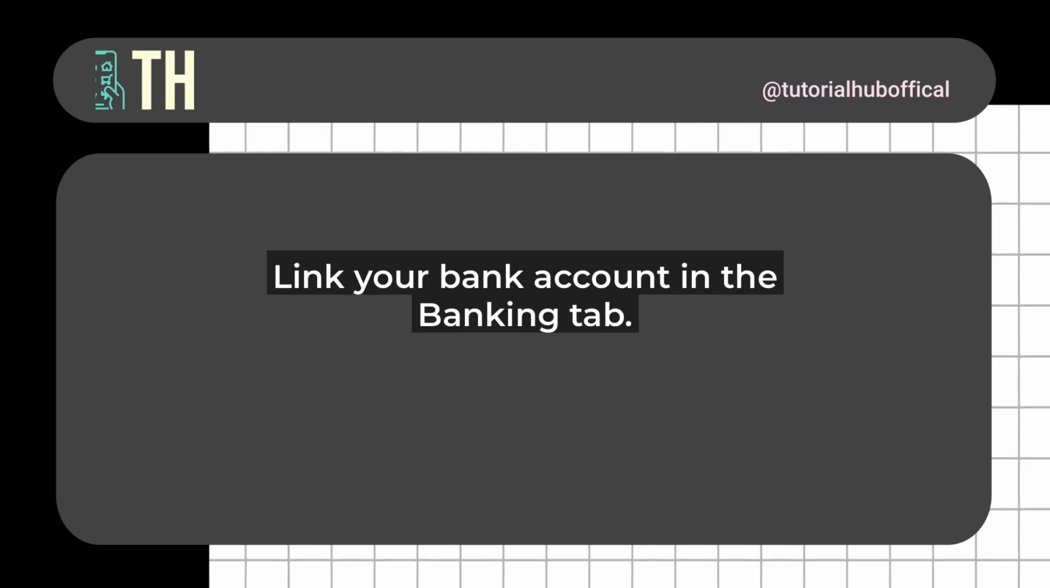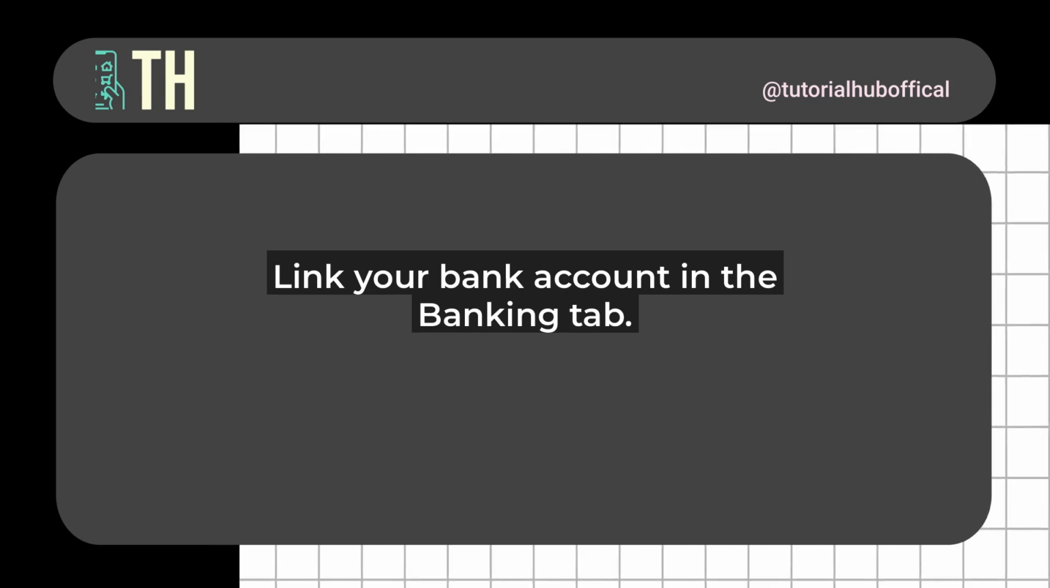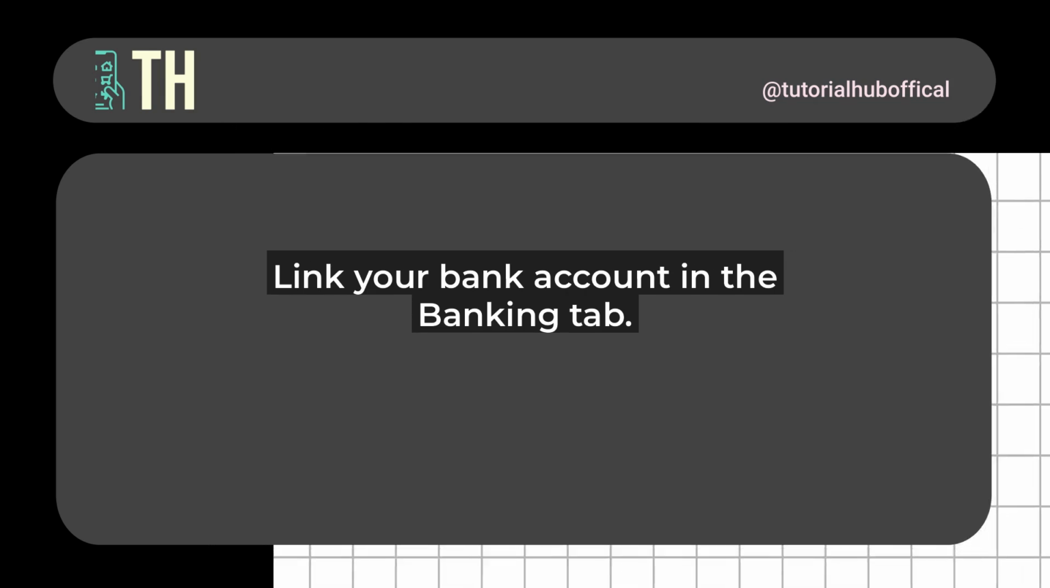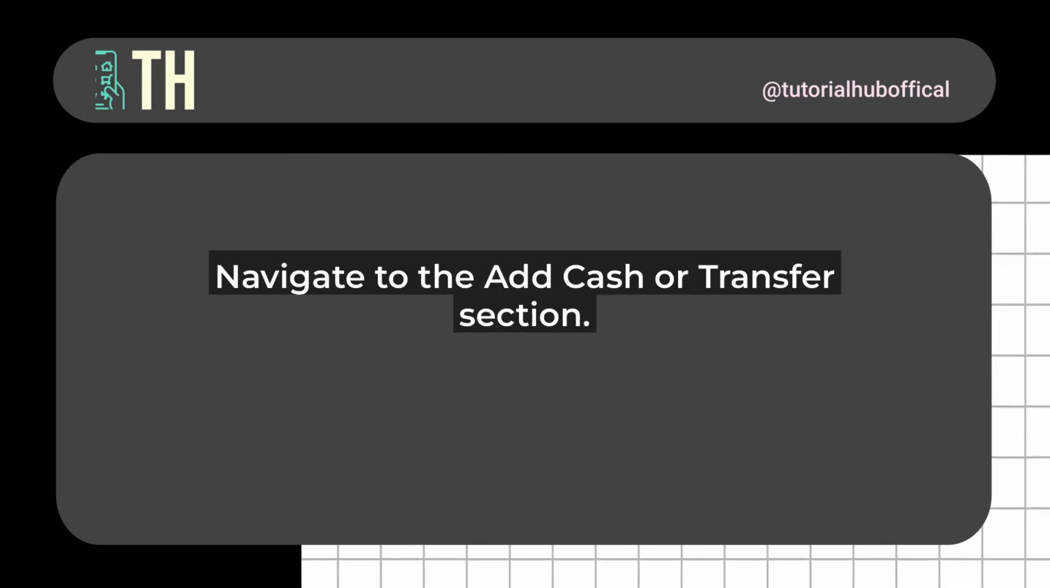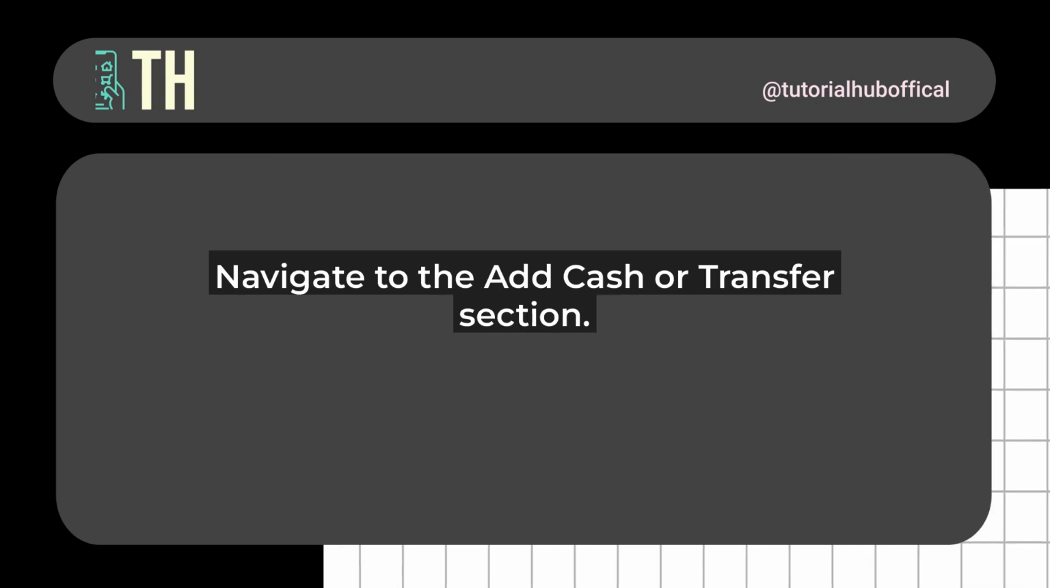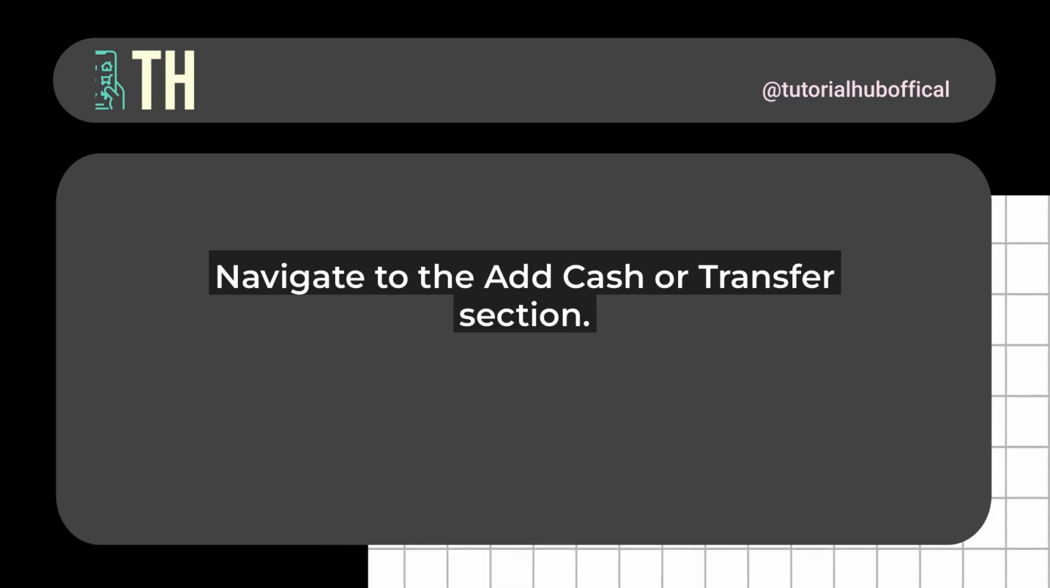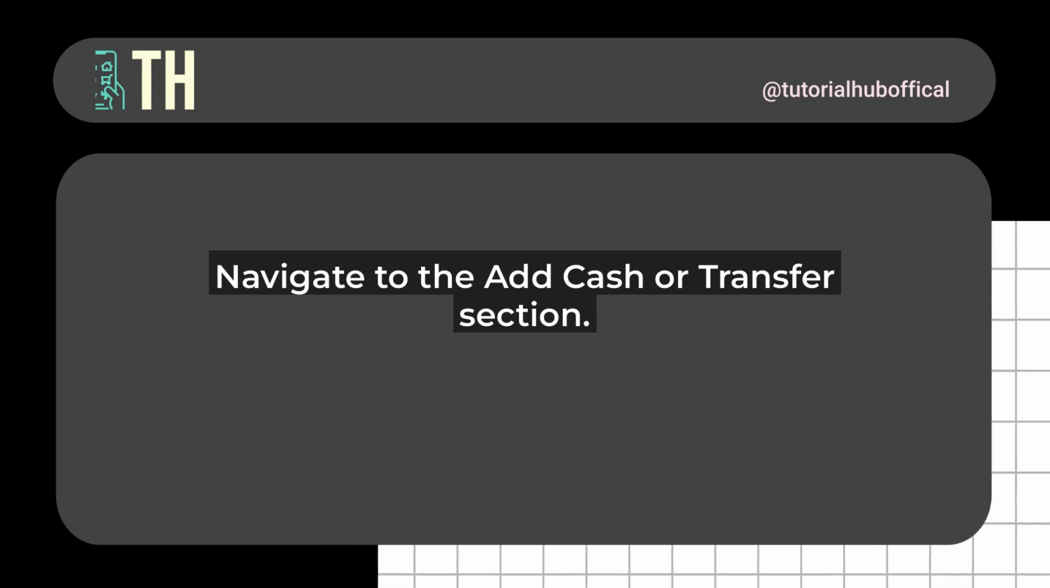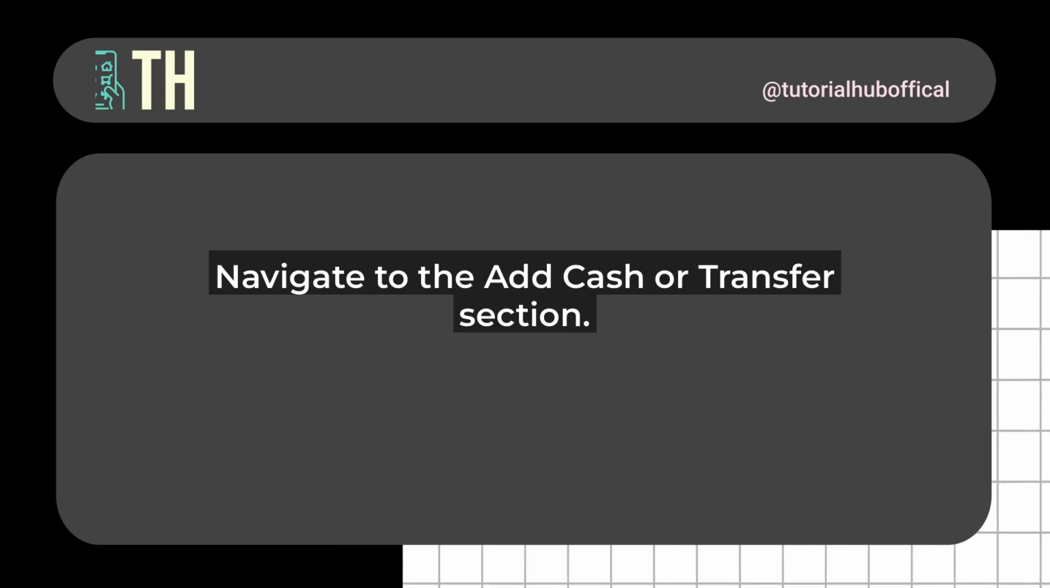screen. Here, you'll see an option to manage your linked accounts. If your bank isn't connected yet, tap Add Bank and follow the prompts. You'll need to enter your bank's details or use the secure linking feature, which might involve verifying your identity with a code sent via text or email.